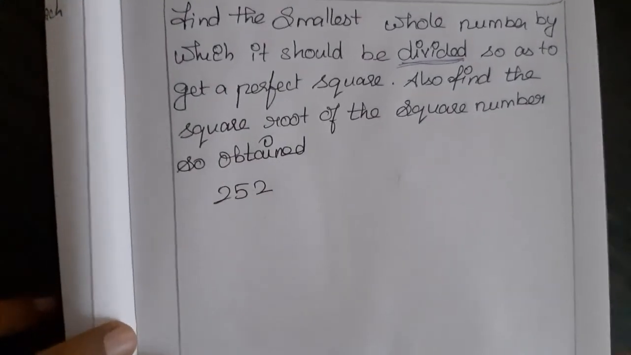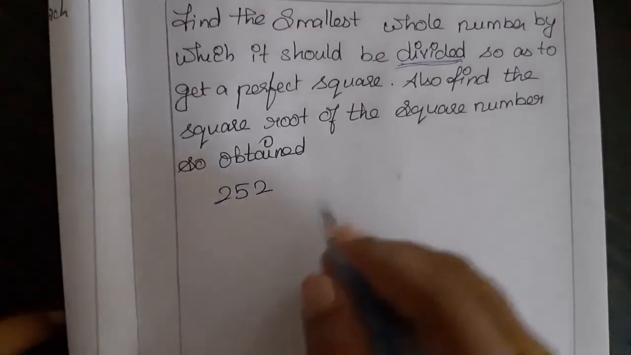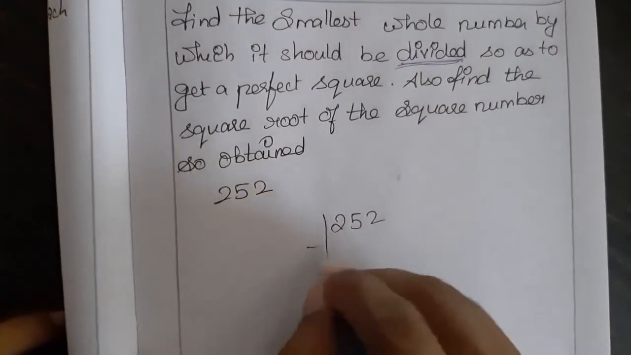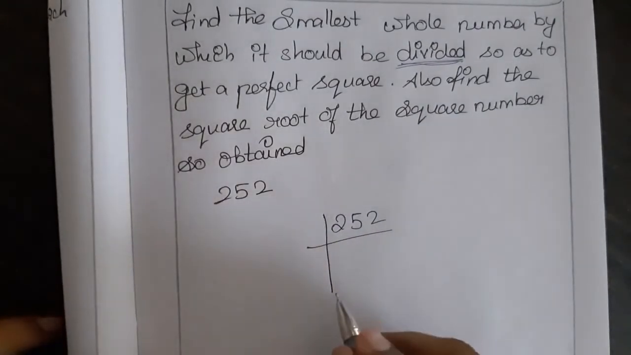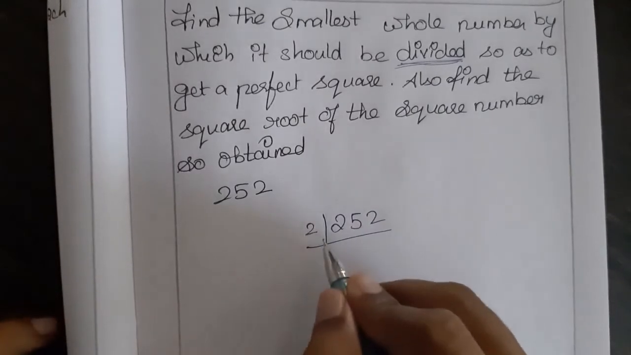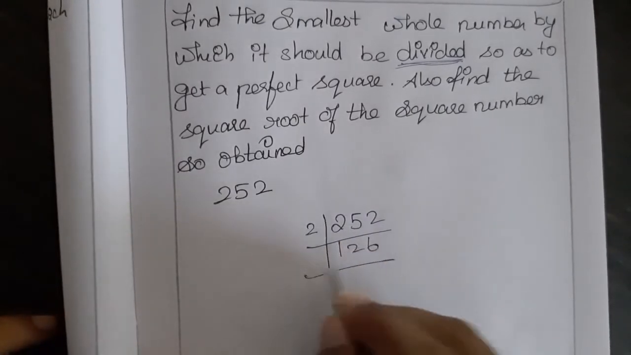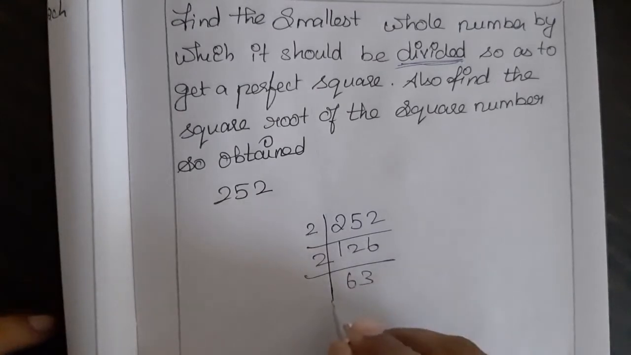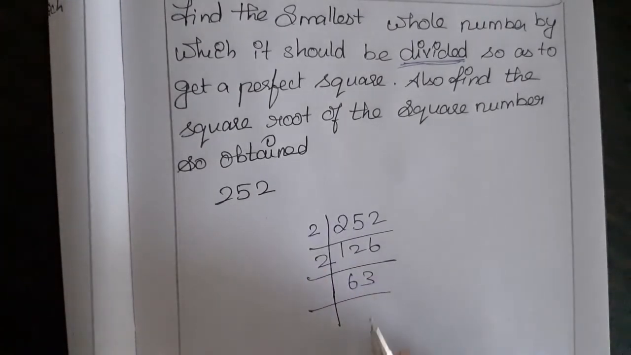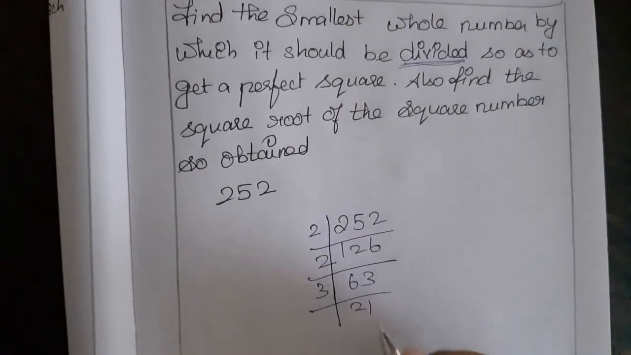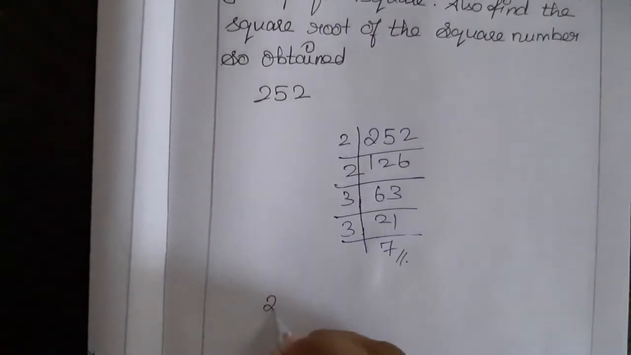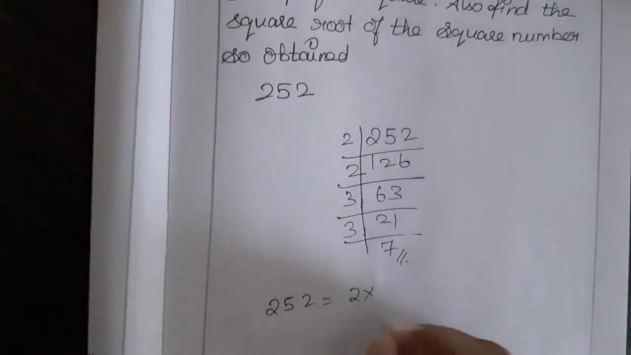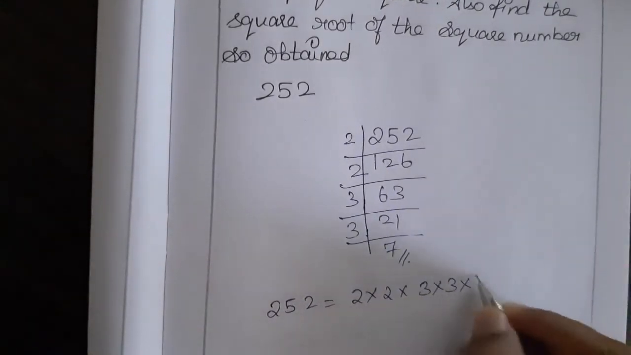So we'll check the prime factorization for which number has no pair, then we can divide by it. 252, let me take the prime factorization. I hope you all know the prime factorization well, so no need for a detailed explanation. So 2 times 126, again 2 times 63, which is not in the 2 times tables but in the multiples of 3, right? So 3 times 21, and again 21 is 3 times 7, which is a prime, so we can stop there. Clear? So 252 can be written as 2 into 2 into 3 into 3 into 7.